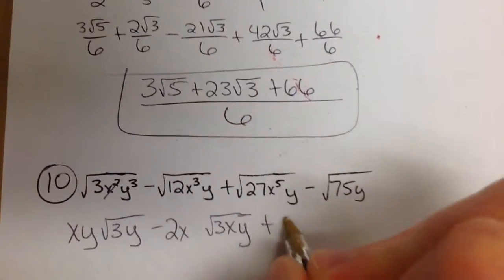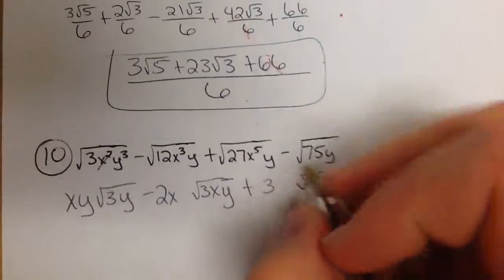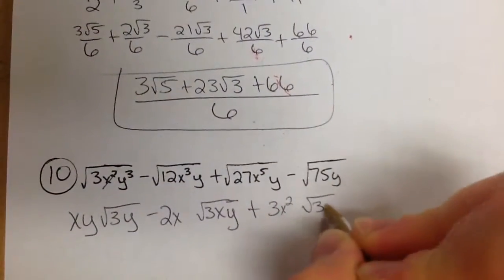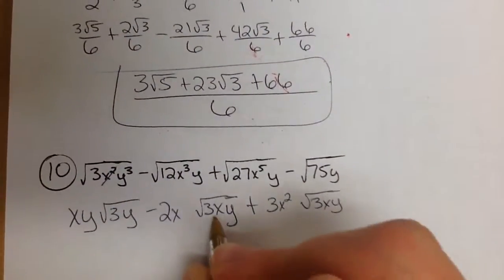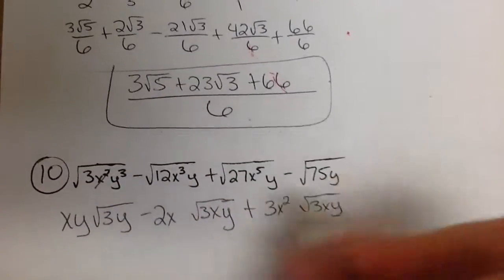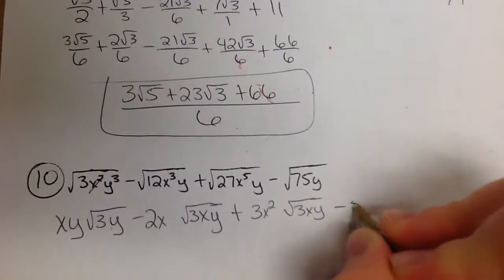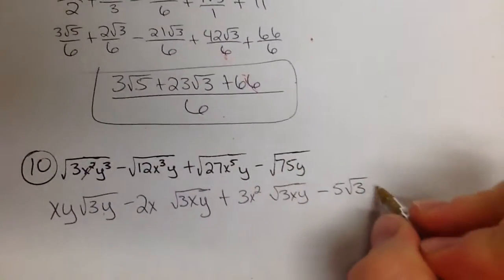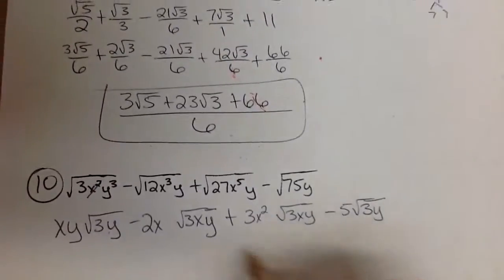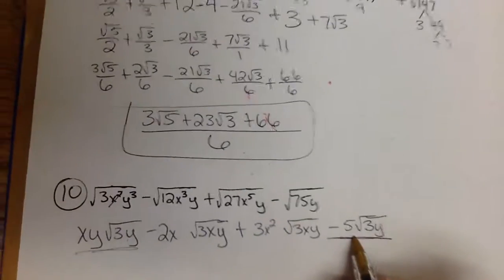27 is 9 times 3, so that's a 3 and a 3. X to the fifth, 5 divided by 2 is x squared there with an x and a y. Hey, they're all having a 3x. Oh, that one didn't have an x left? Nope, that's weird. Alright. Oh, that's why. That's 25 times 3, so that's 5 root 3 with a y underneath. Let's see, that has a square root of 3y, that has a square root of 3y.